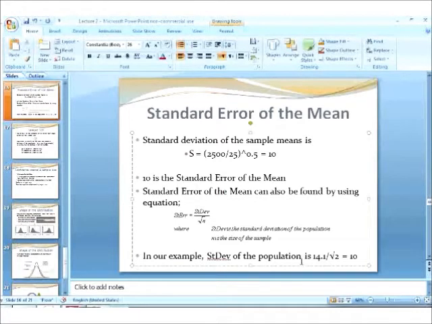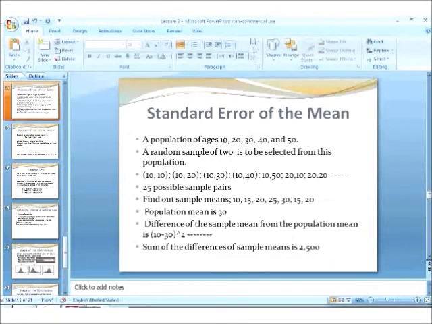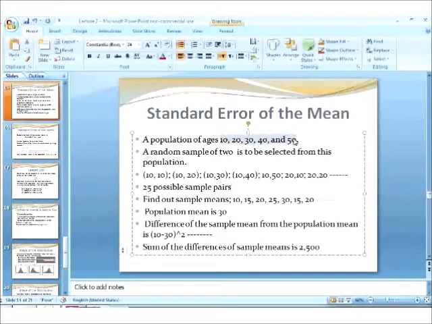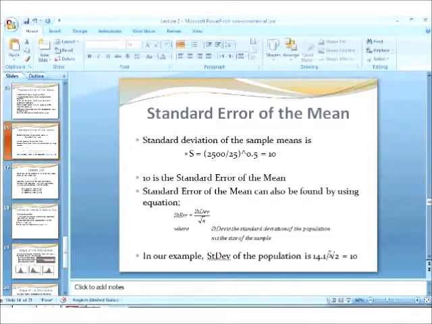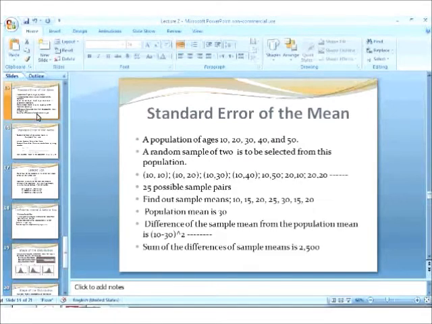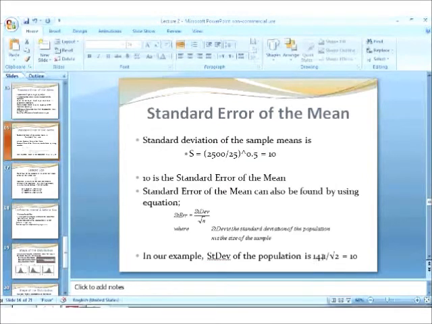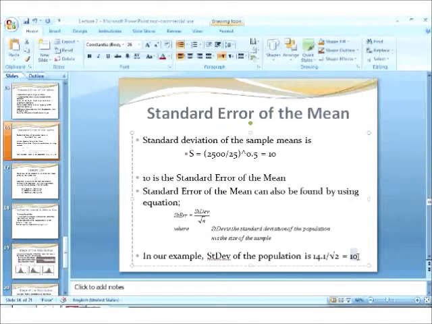So in our example, if I compute the standard deviation of this population here, it is equal to 14.1. You can do the math, you can do this in Excel, and you'll see that the standard deviation of the population that we have here, which is 10, 20, 30, 40, and 50, is 14.1. 14.1 divided by the square root of 2, and 2 is the size of the samples that we drew out of that population, is equal to 10. And you see here, this 10 is equal to this standard error 10 here.